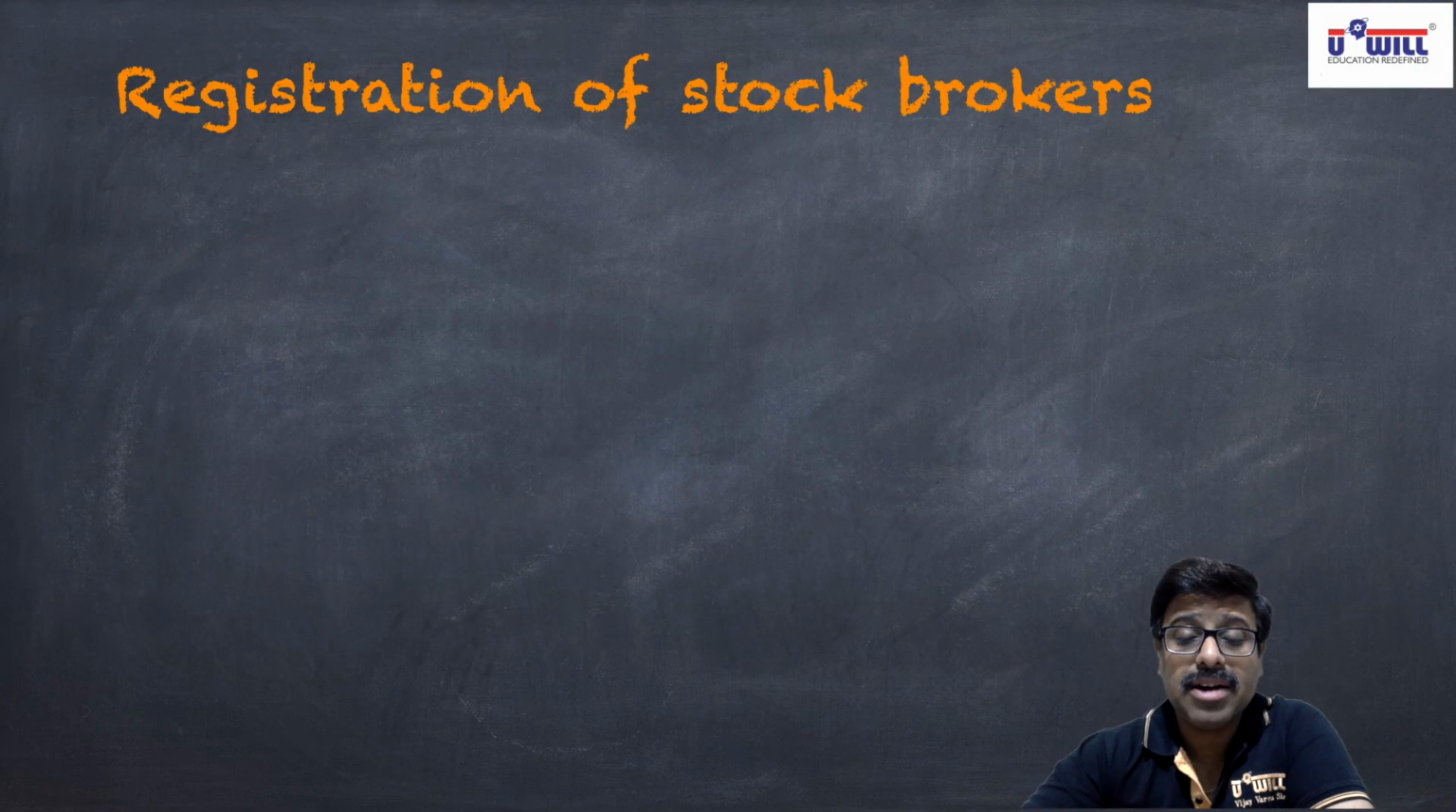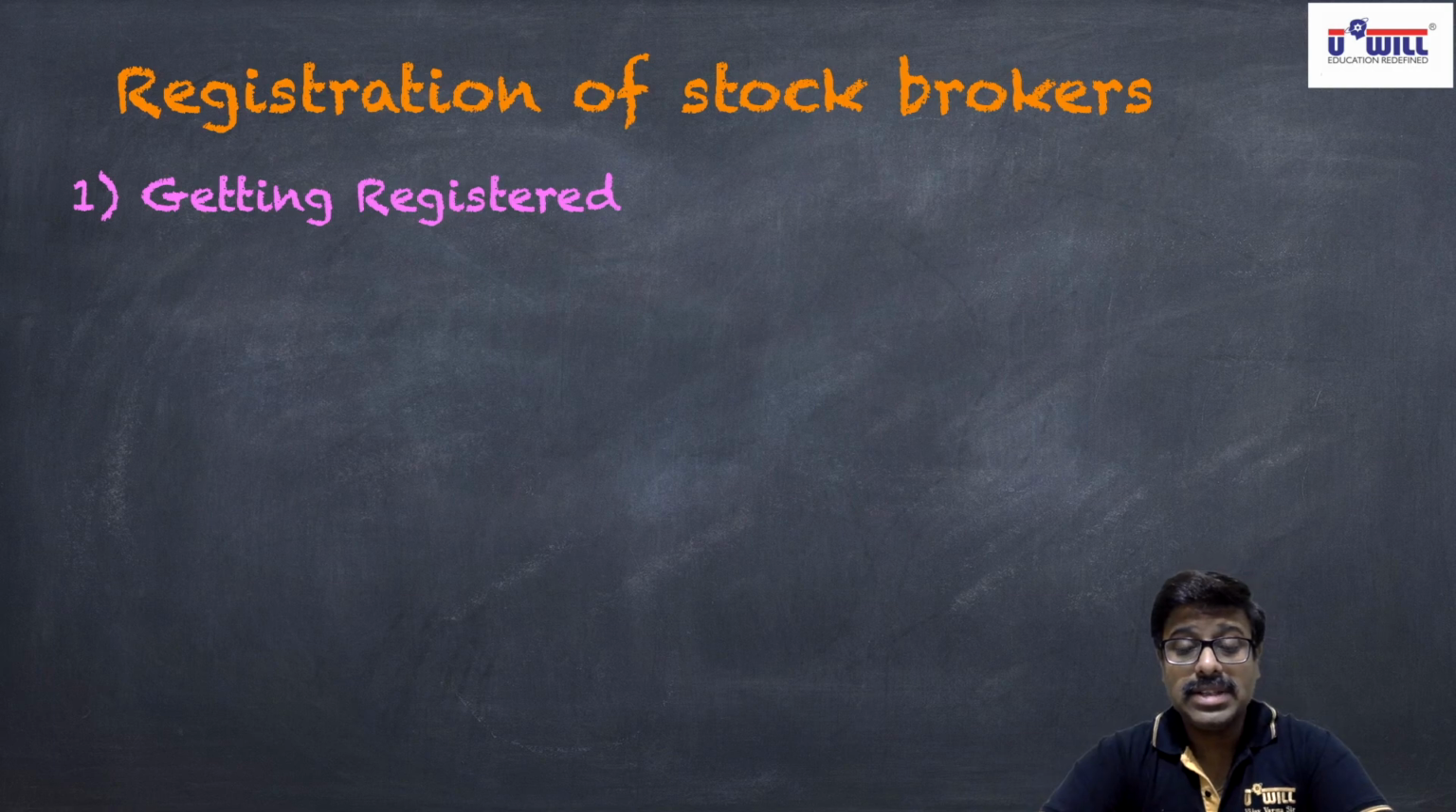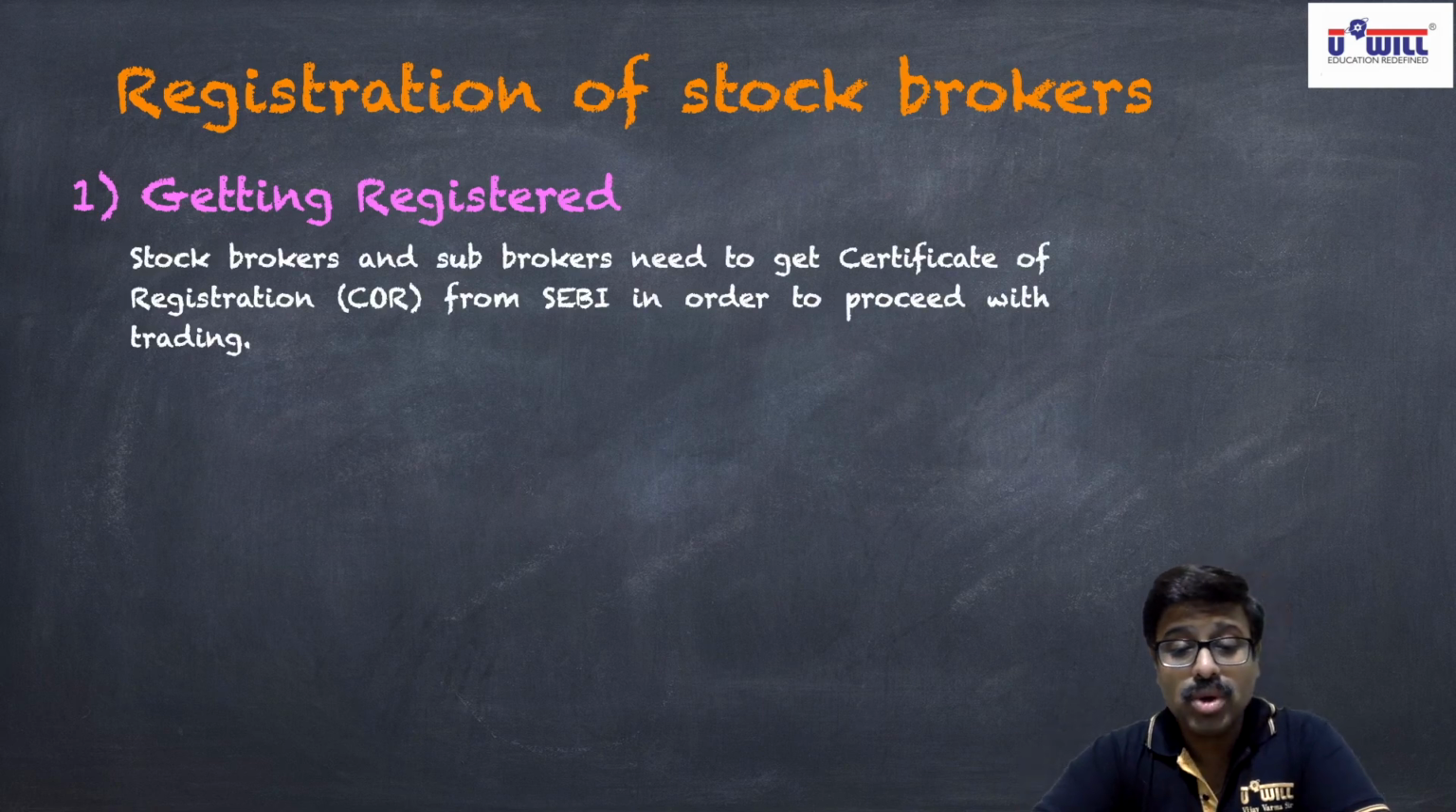Further, look at your study material, registration of stockbrokers. Again, you'll find it on page 1 only. What is the process of registration of stockbrokers? His first step is getting registered. So very first, for the registration of stockbrokers, he has to get registered with SEBI, the Securities and Exchange Board of India. Stockbrokers and sub-brokers need to get a certificate of registration from SEBI in order to proceed with trading. All of you underline, get certificate of registration. Underline that, it can be asked in MCQ. He has to get a certificate of registration, COR, from SEBI.